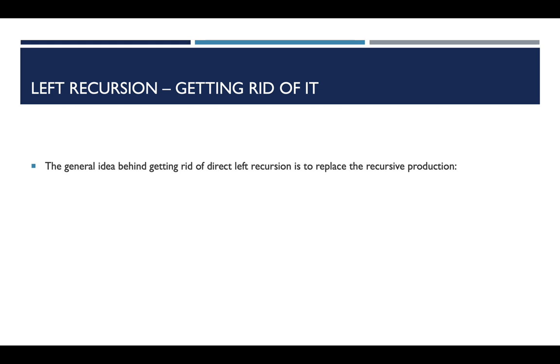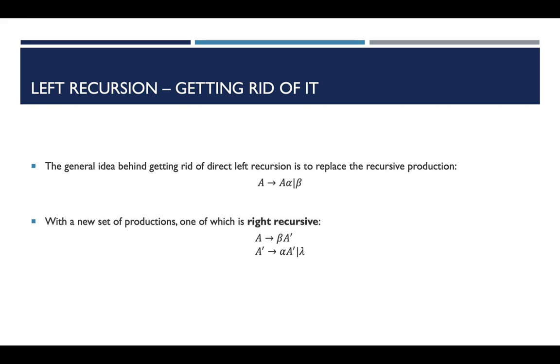So the general gist, or the idea of how to get rid of left recursion, is to try to replace that recursive production that might look something like this with two new sets of productions, one of which just happens to be right recursive. We've talked about left recursion. Right recursion is exactly what you would think it would be. Instead of being on the left-hand side of the right-hand side, the variable is now on the right-hand side of the right-hand side, as you can see in this second production here.